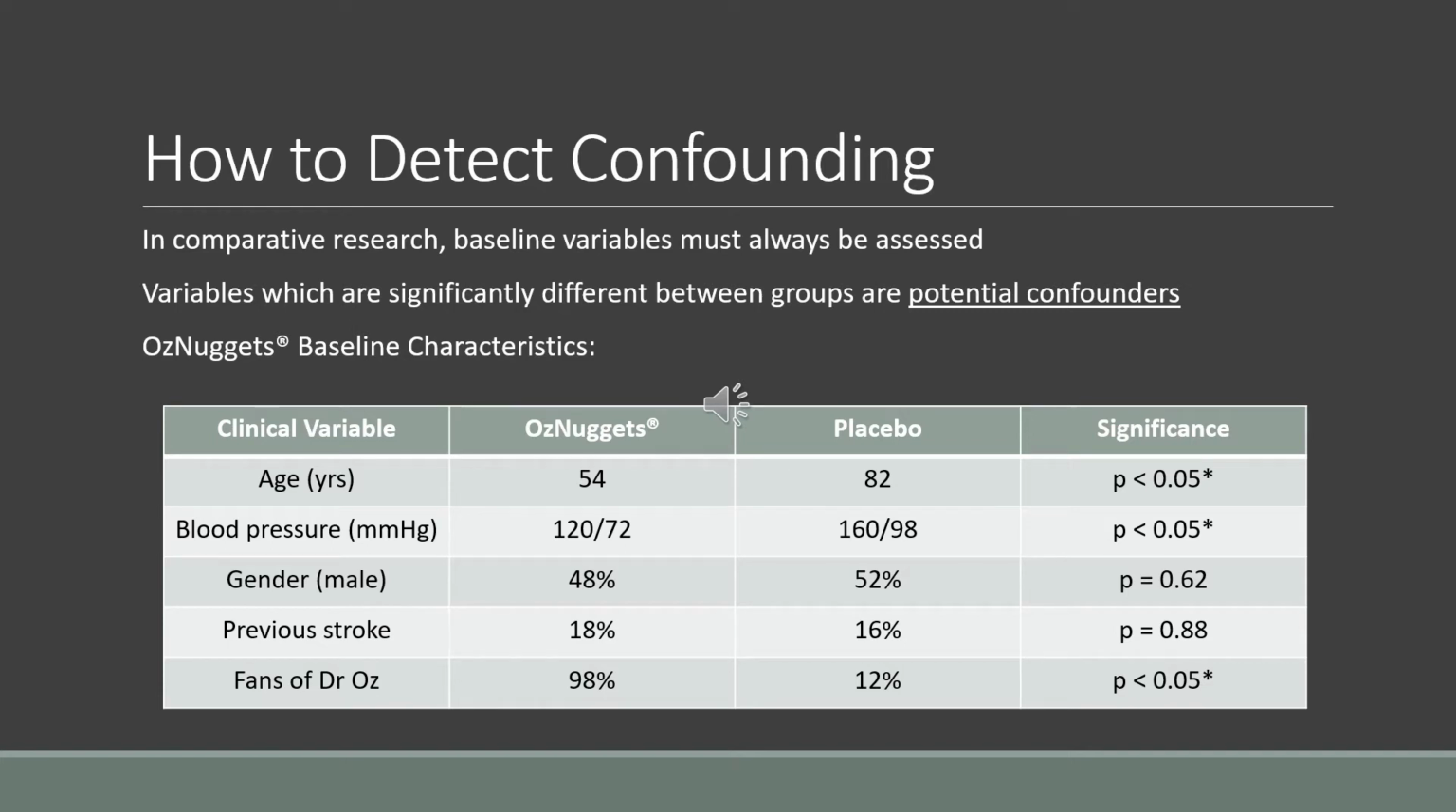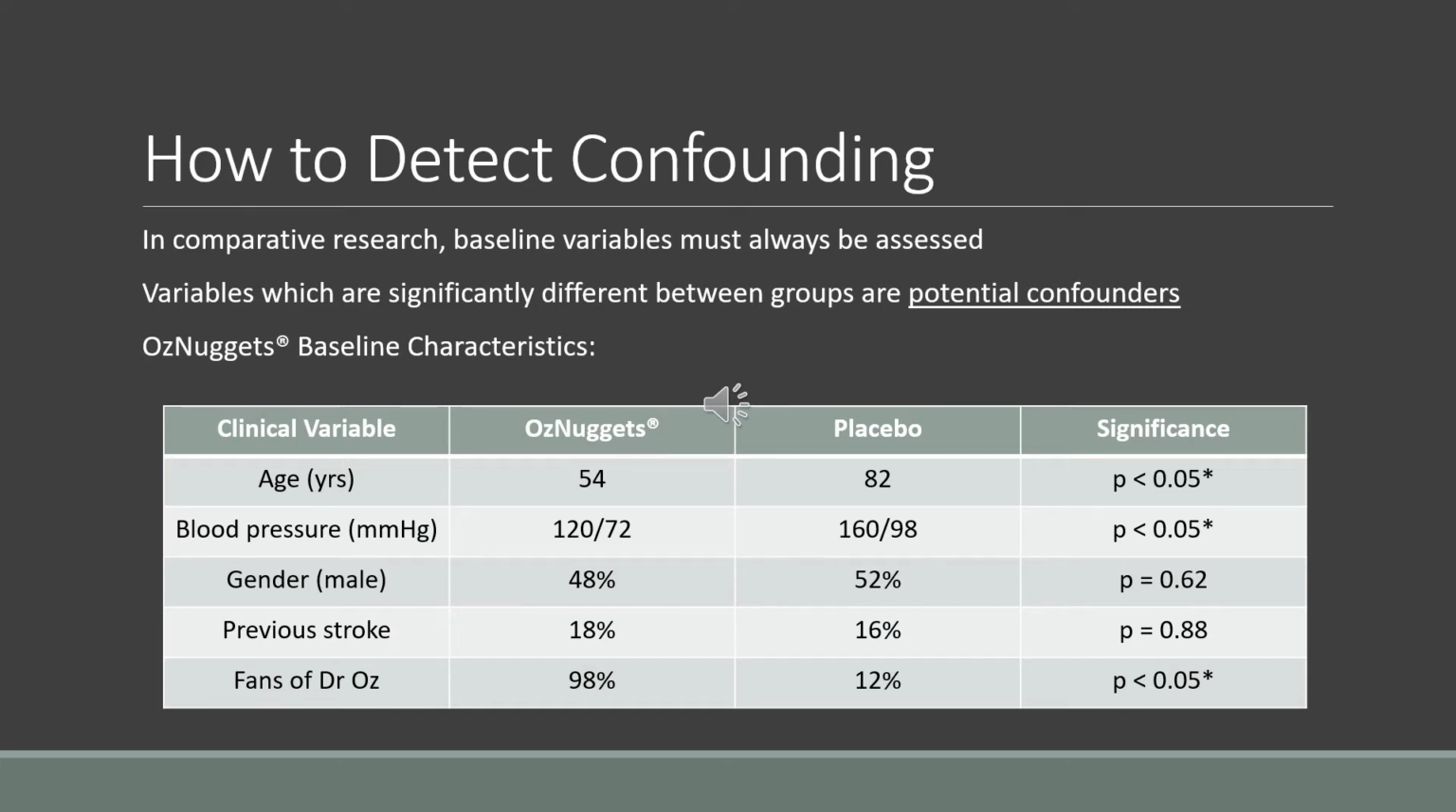So we know that confounding variables are third variables associated with both outcomes and exposures in our research, but how do we find them? So in comparative research, where you have at least two groups, we must always look at the baseline variables between the two groups. And we need to look at variables that potentially could be associated with the outcome and could cause us to mistakenly jump to a conclusion which doesn't really exist.